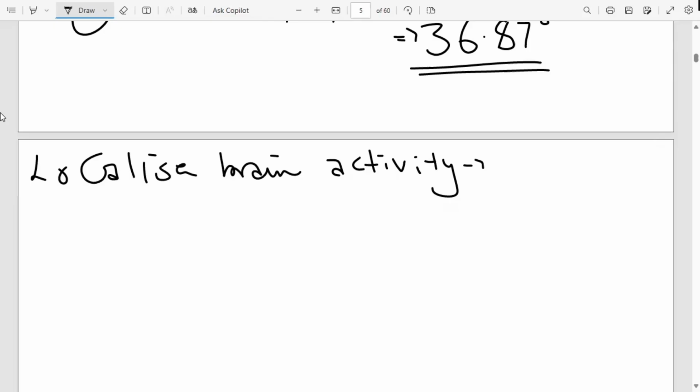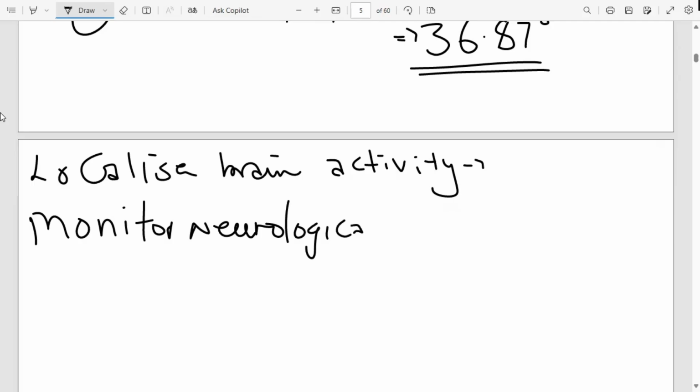It can also help us to monitor neurological disorders. So how does it monitor neurological disorders? Because it keeps on monitoring the activities of the brain, the electrical activities to be specific.